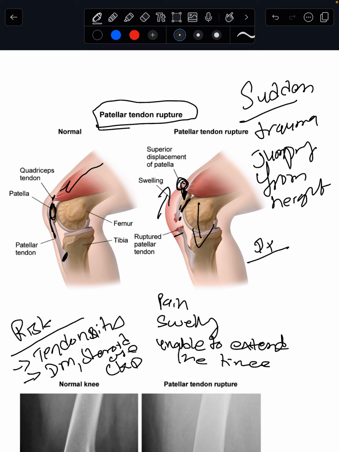So how to diagnose? Diagnosis can be done by clinical examination and x-ray, or sometimes you might need MRI to diagnose the partial rupture. A partial rupture can be diagnosed by MRI because the typical signs, like the gap or the displacement of the patella, cannot be seen in a partial rupture.